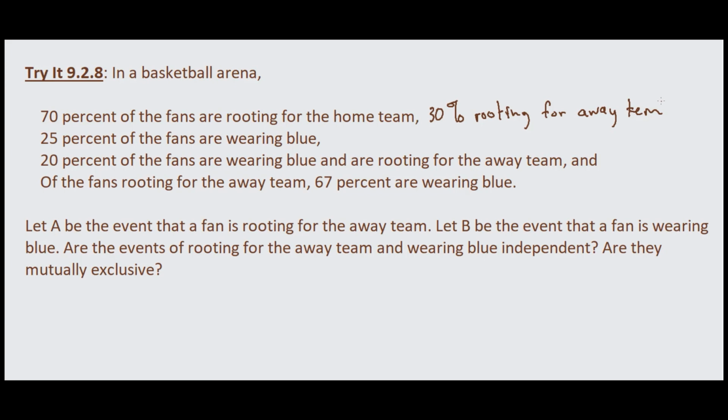So what that tells us is that in our given information, we can gather it fairly easily. 1 minus 70% is 30%. So the probability of A, rooting for the away team, equals 30%. Now, what else are we given? So we've got event A. Let B be the event that a fan is wearing blue. Now, that is directly given. 25% of the fans are wearing blue, so the probability of B, wearing blue, equals 25%.